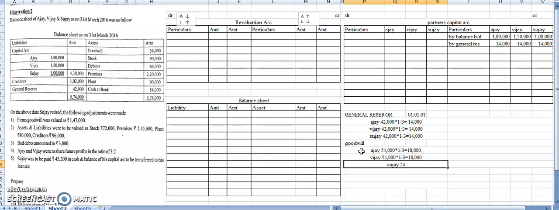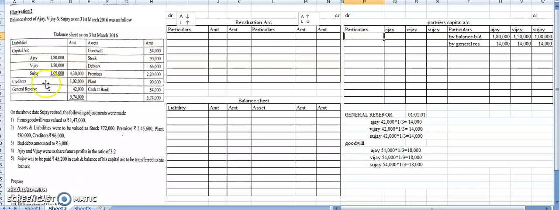Again, the amount of goodwill is 54,000, multiplying it with the old ratio 1 upon 3, and the answer comes to 18,000. Again, in the same way we will write the goodwill on the debit side of partners' capital. Now why the debit side? The cross effect: it is on the asset side, so it will go on the opposite side, so it will go on the debit side of partners' capital account.